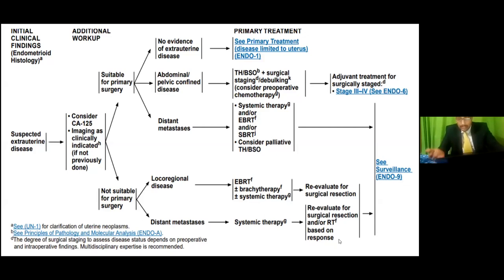And if distant metastasis is there, we go for the systemic therapy, or depending upon EBRT or the SBRT, we choose different modalities of the options, depending upon the performance status and all. And if they are not suitable for the primary surgery and local regional disease is there, we go for the EBRT, radiotherapy. And if it is distant metastasis, we have to go for the systemic therapy.